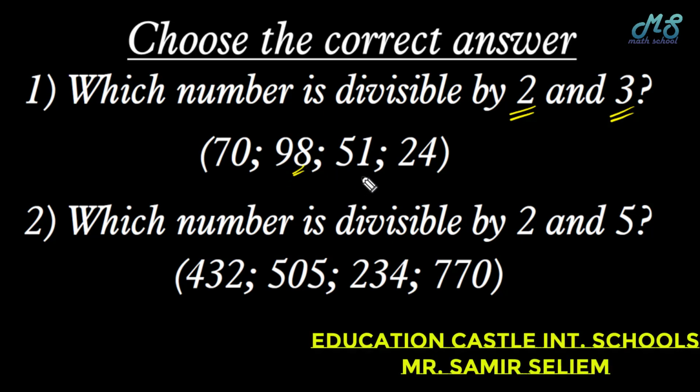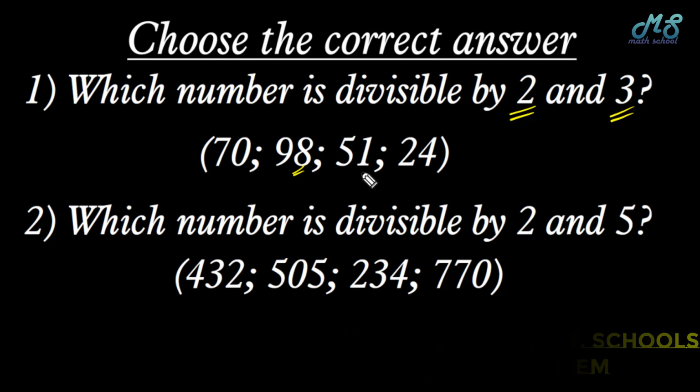51 is not divisible by 2. Why? Because the last digit is 1, and 1 is an odd number. But 51 is divisible by 3. Why, guys? Because the sum of its digits equals 6. So 51 divided by 3 equals 17. It's easy to find.